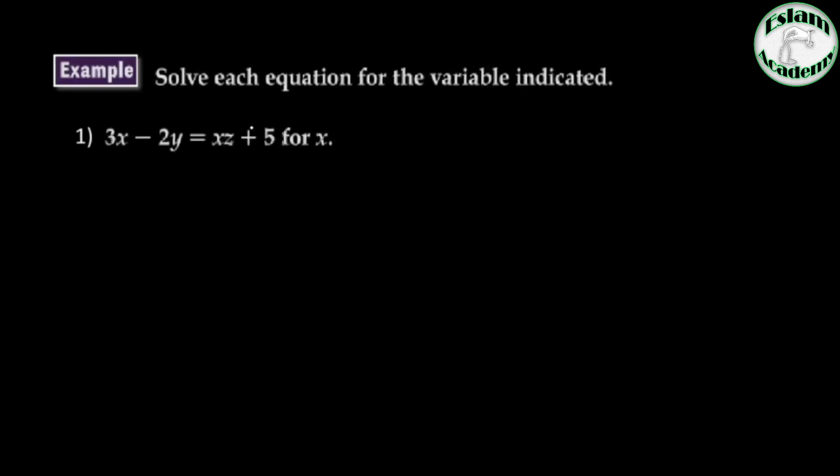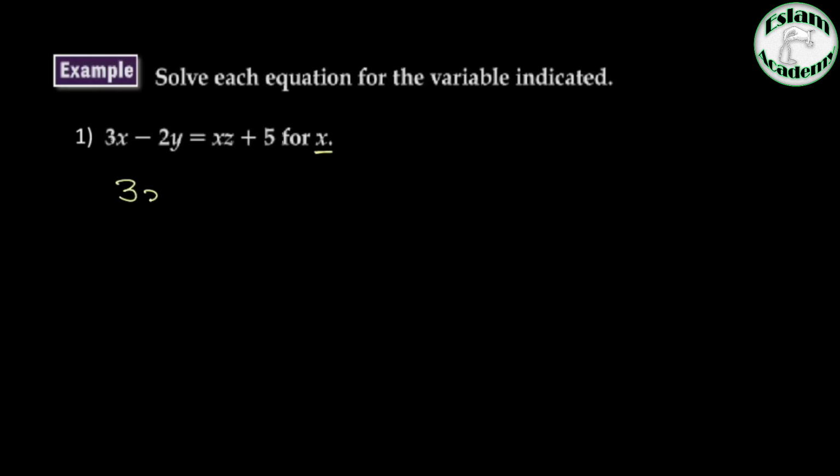Solve each equation for the variable indicated. 3x minus 2y equals xz plus 5. We need to solve for x. In the previous examples we had the variable on just one side, but in this question we have the variable on two sides. How can we solve it? We need to solve for x. It means we need to write all of the x terms on the left hand side and all of the other terms on the right hand side.